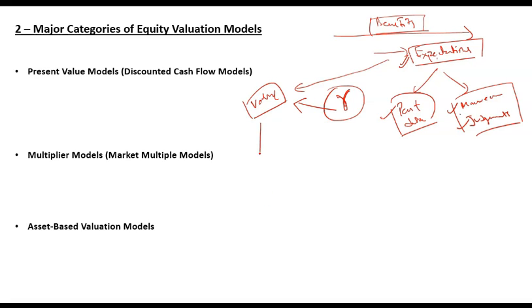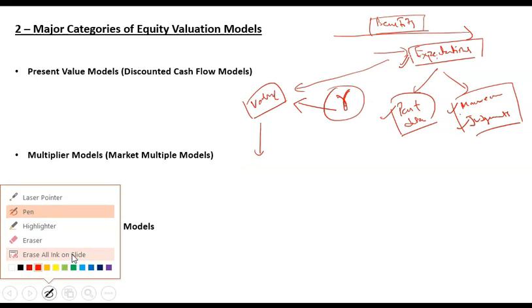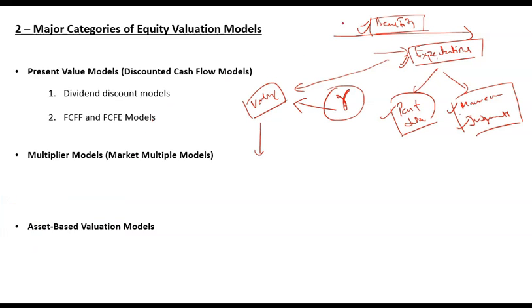Once you have value, then you perform scenario analysis or sensitivity analysis to find out how the value might change. So this is the basic structure. Now the question is, what is this benefit? If this benefit is dividend, then that will be known as dividend discount model. If this benefit is FCFF, this will be known as FCFF model, and if this benefit is FCFE, this will be known as FCFE model. Any confusion so far?